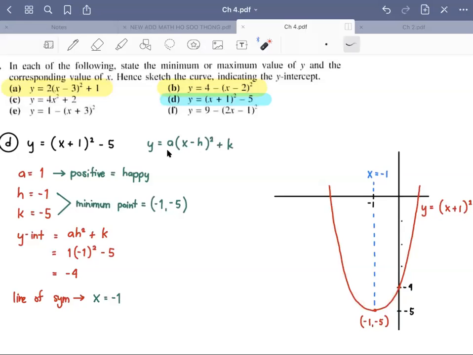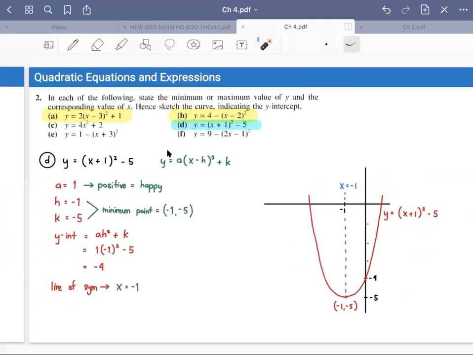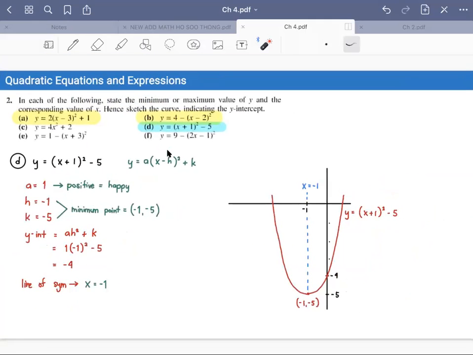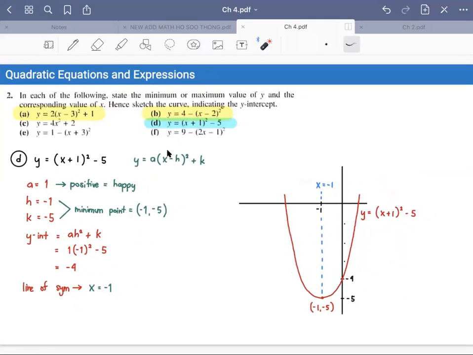So anyway, that's it. And please don't forget to write the equation beside the graph. So that's it for letter D. Do you guys have any other questions about this set of examples?